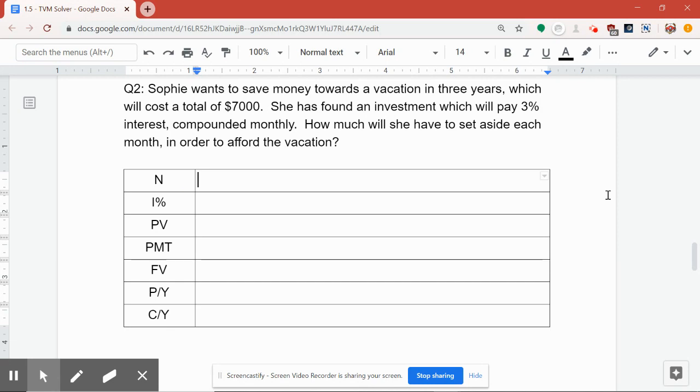Problem 2. So Sophie wants to save money towards a vacation in 3 years, which will cost a total of $7,000. She's found an investment which will pay 3% interest compounded monthly. How much will she have to set aside each month in order to afford the vacation?